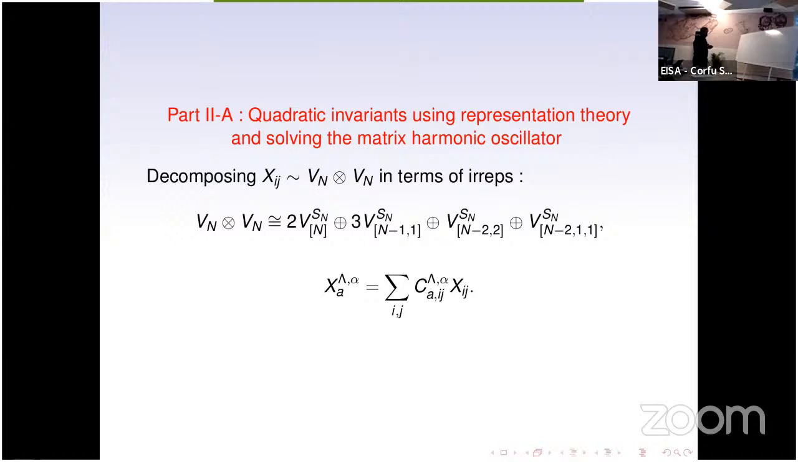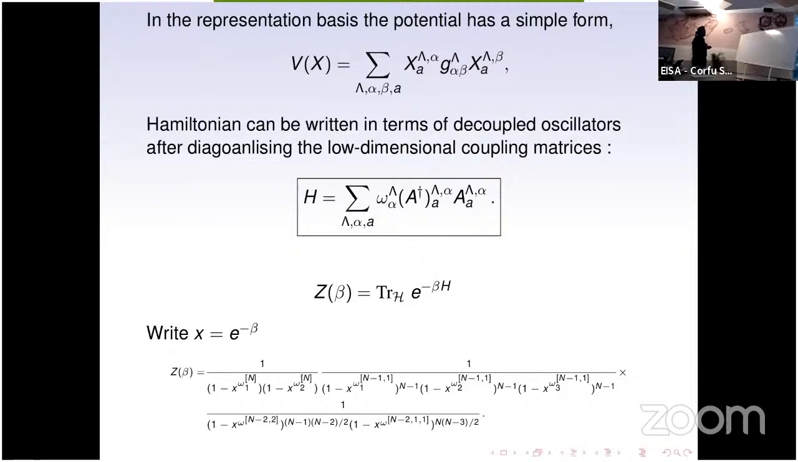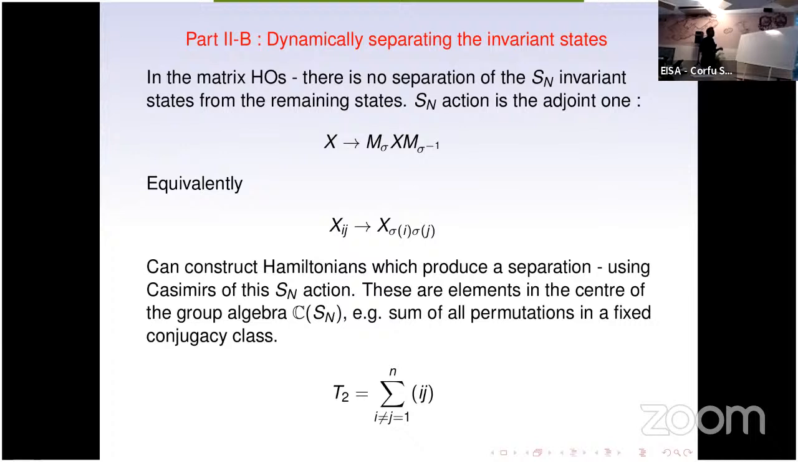You diagonalize the matrices and you get some frequencies. You can calculate the partition function in terms of these frequencies, which diagonalize this coupling matrix. So basically you can solve the general harmonic oscillator. Now you might say, okay, what other interesting Hamiltonians could I be interested in?